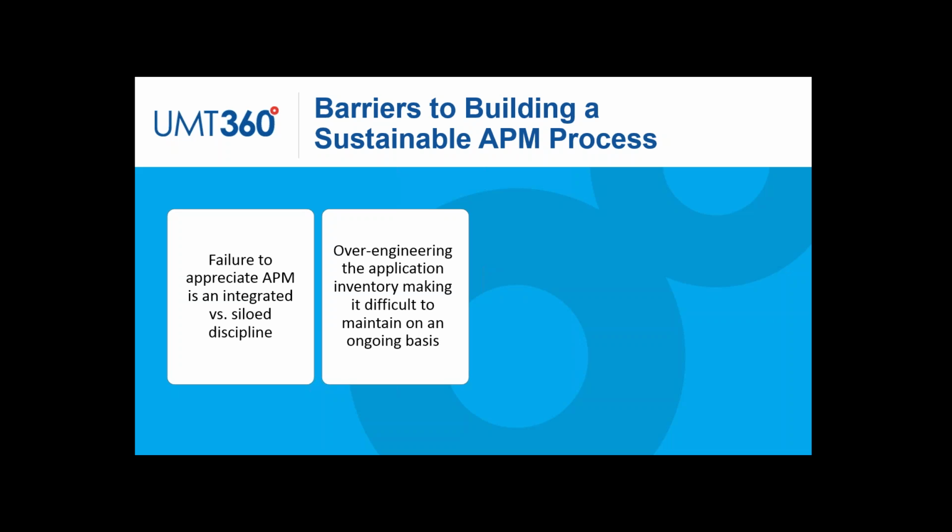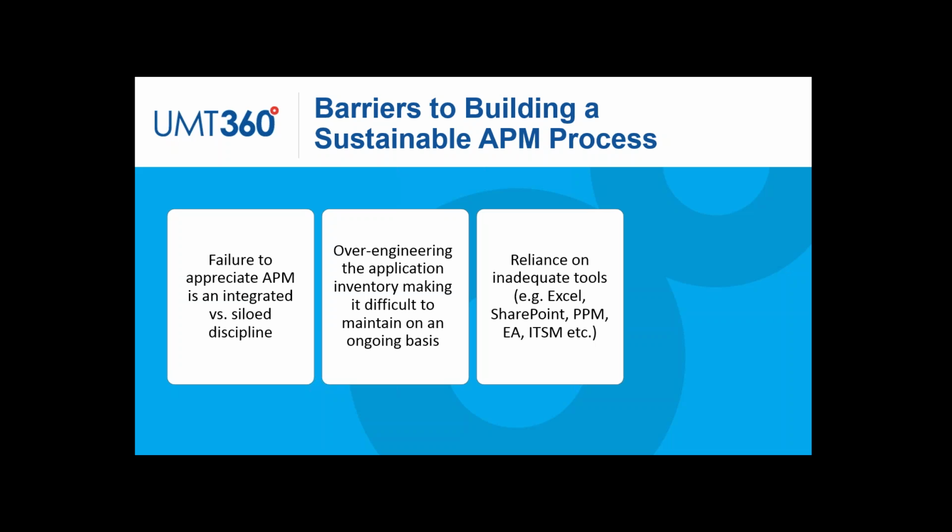So rationalizing the information that you maintain in the application portfolio, really with a key focus on gathering the information you need to make better decisions on the application portfolio, is key, and is a great help in making APM more of a sustainable process.